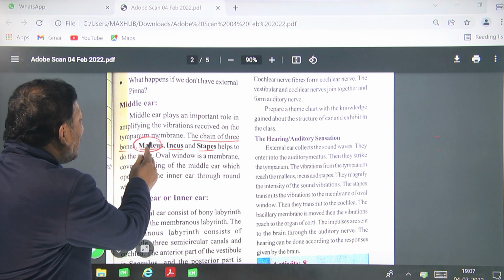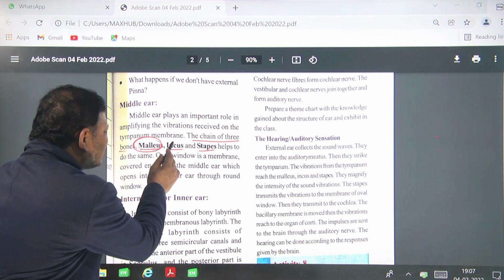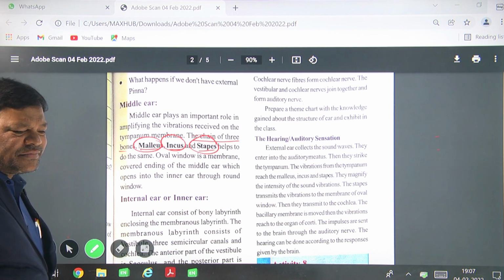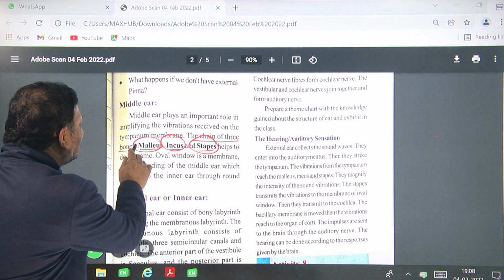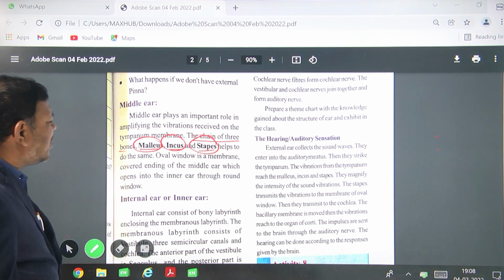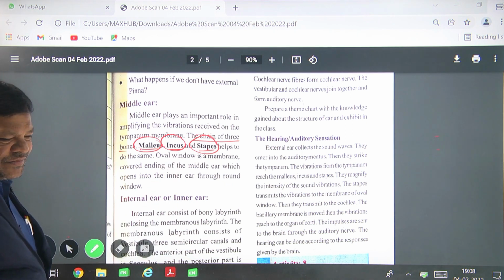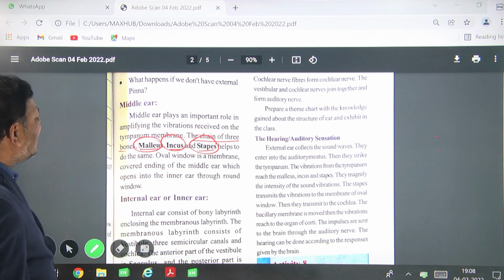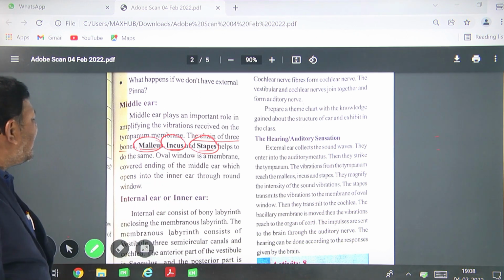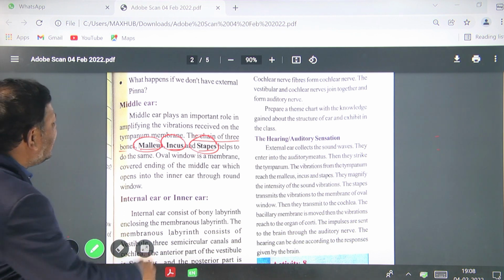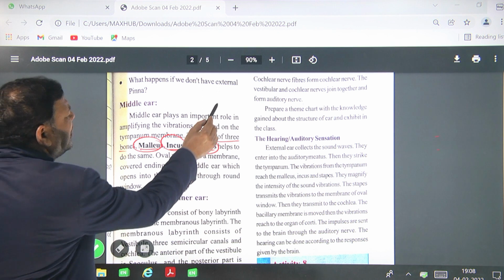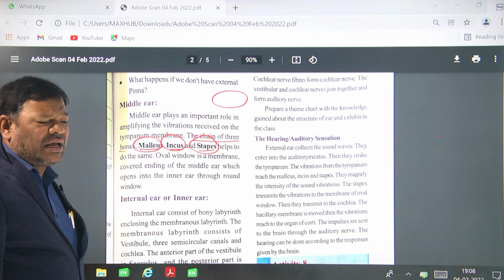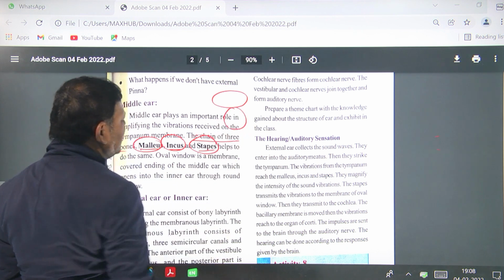The tympanum membrane is connected with the malleus, the malleus is connected to the incus, and the incus is connected to the stapes. Is it clear? The oval window is a membrane-covered opening at the end of the middle ear, which opens into the inner ear. This oval window is connected with the inner ear, where the round window is present.